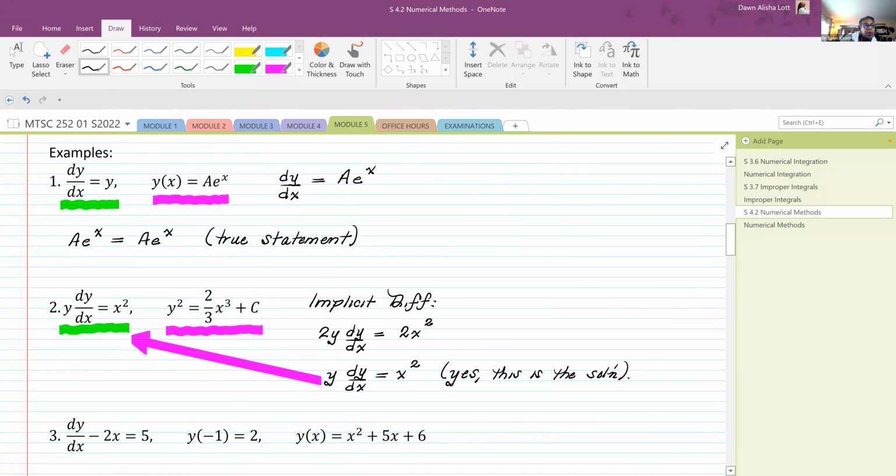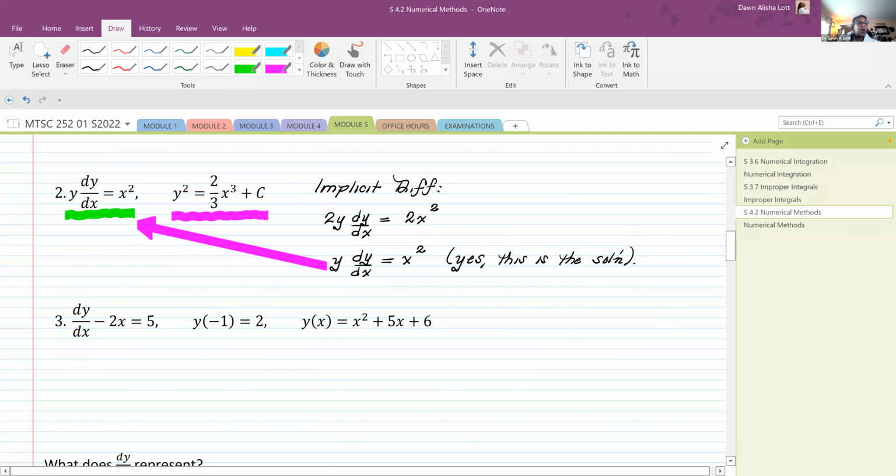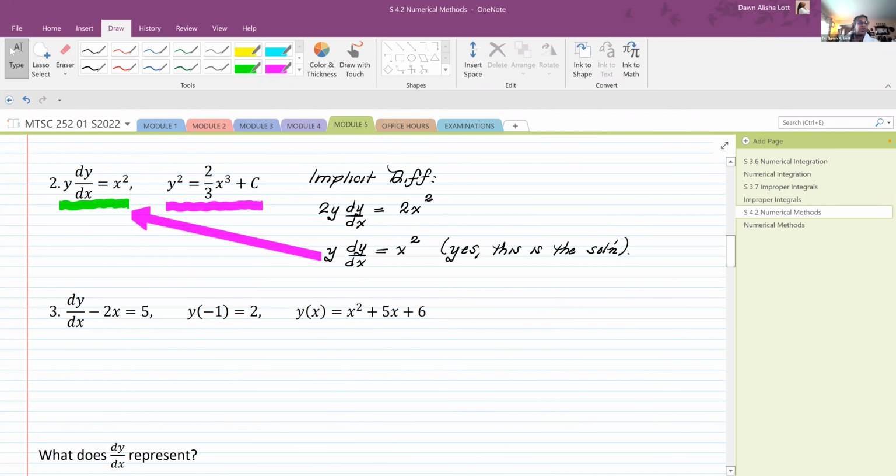Okay, we have one more. So this says y of x, dy dx minus 2x is equal to 5. Okay, so let's check. Here is the differential equation, and here is what I'm telling you is the solution. So dy dx is 2x plus 5.